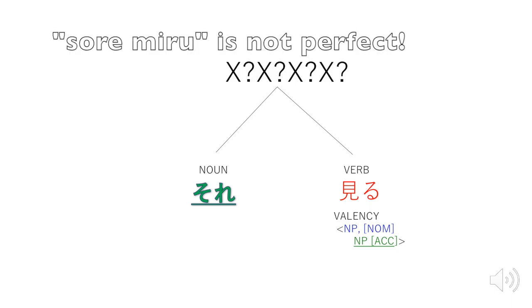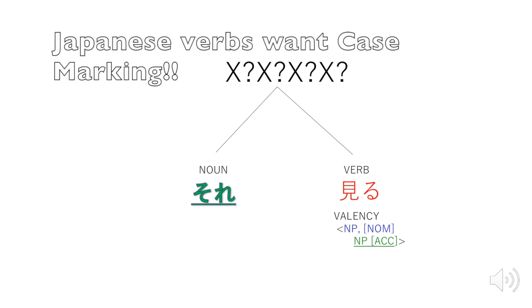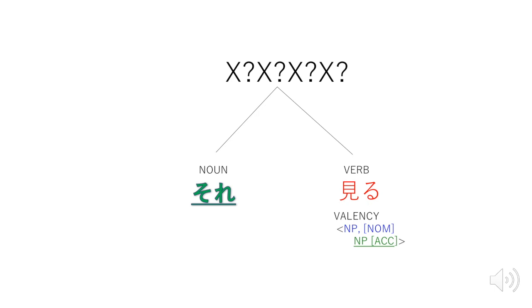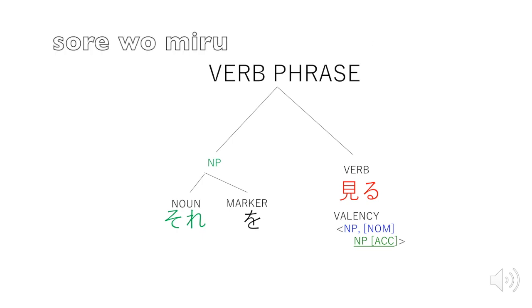Unfortunately, that's not what happens in Japanese. Japanese verbs don't like noun phrases that do not carry special case markers. The verb here wants a case marker on sore. Of course, it should be sore o miru. We need a case marker. So it seems there's a problem with the information in the valency list. We don't just want a noun phrase with accusative case.